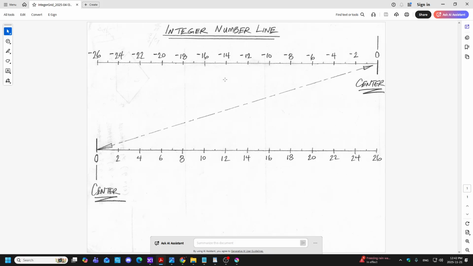I've shared with you this earlier, the integer number line grid. Essentially, that's what we're working with for the most part, guys and gals. Integers. We could all do this, correct? Yes, we can.